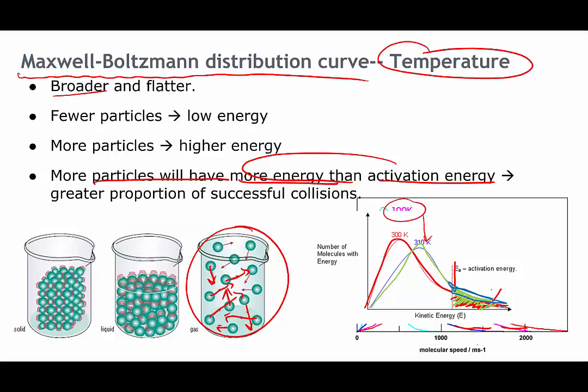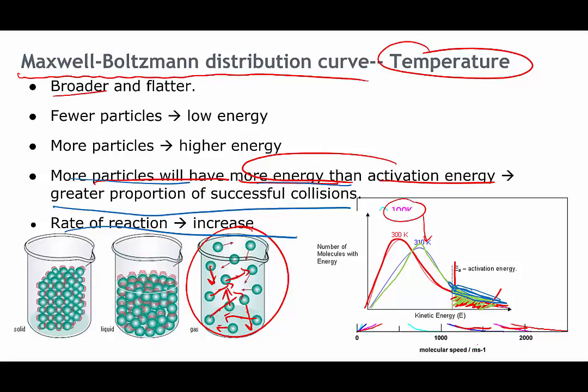So as you can see, there will be more particles that have more energy than activation energy, as you can see from the increase of this area. That means you will have a greater proportion of successful collisions, meaning that more particles will be able to collide with each other and perform your reaction. So that's temperature. And in other words, your rate of reaction will increase.